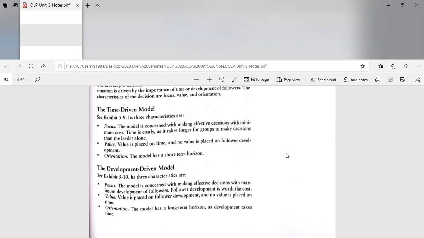So development wise, they are concentrating on maybe 6 months of training, or maybe some management related trainings, that they are going to give them purposefully so that they can develop. So orientation: the model has a long-term horizon as development takes time. You know that. So for any aspect, you have to wait and watch. You cannot take a quick decision.